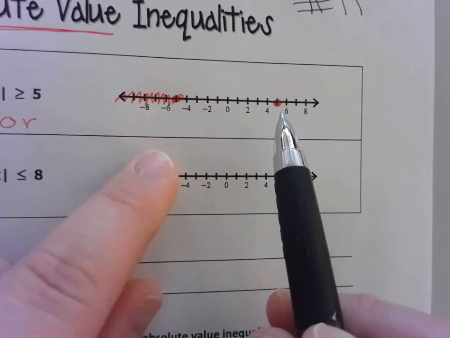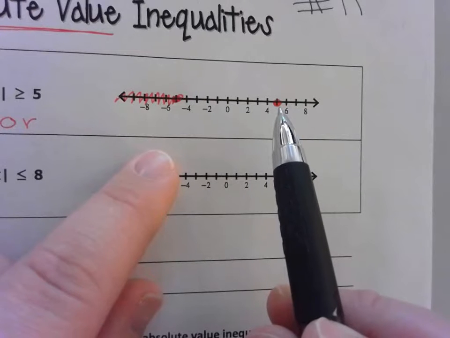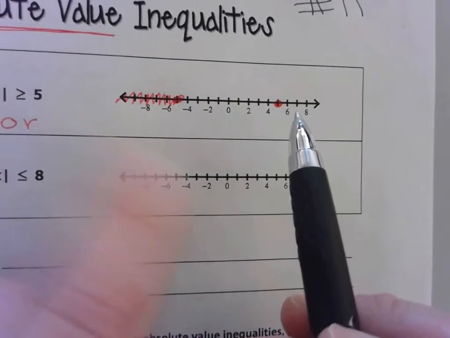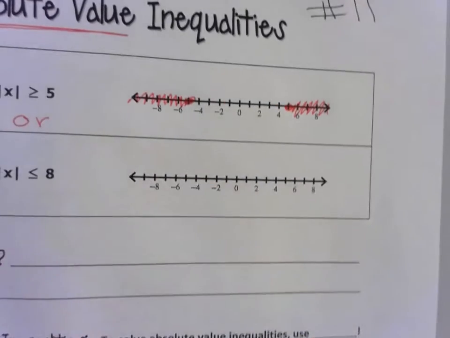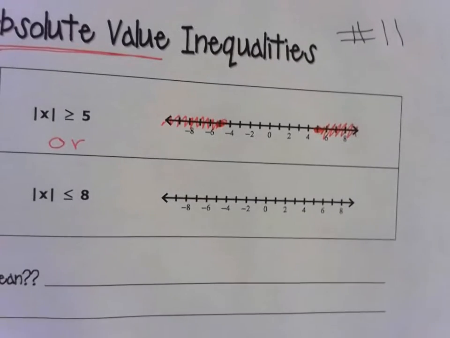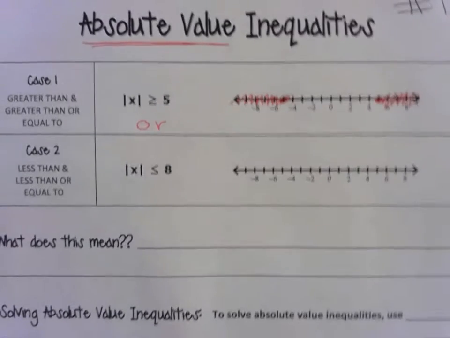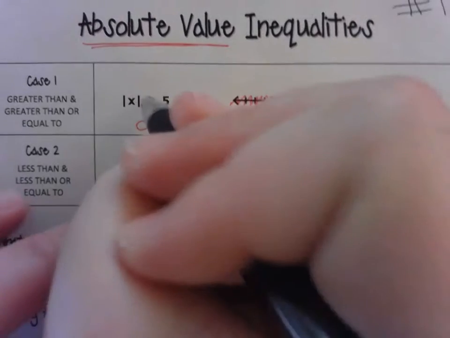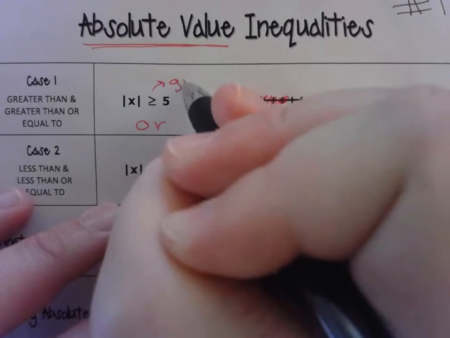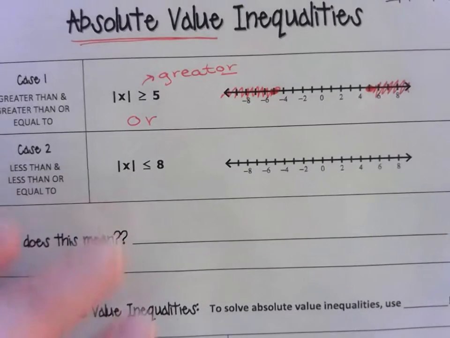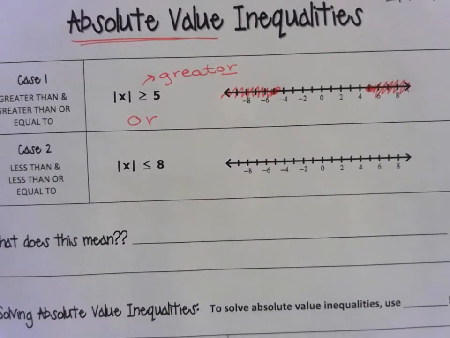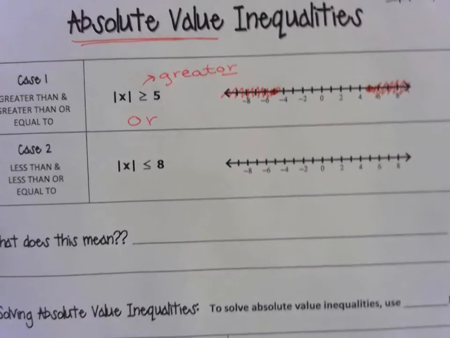Let's look at the 5 over here. Which way do I shade at a positive 5 to give me numbers that have a distance greater than 5? Right. Which makes sense. This is why it's an or statement, because it's going in opposite directions like we talked about yesterday. So when you have the absolute value is greater than a number, then it is an or compound inequality.